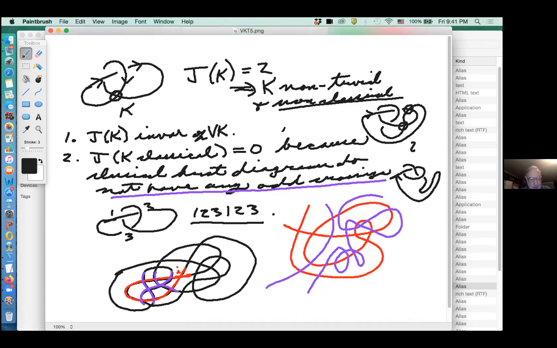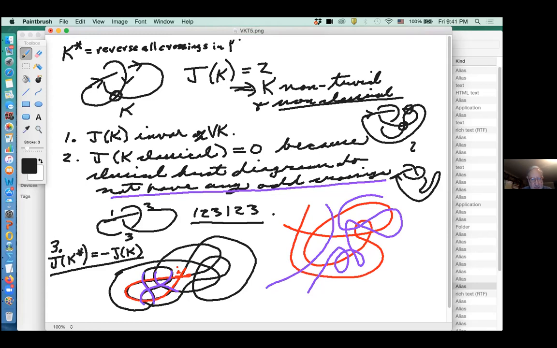And that's not the only property, but it's the only property I have room for on this slide, unless I get rid of something. Let's just put another property over here. And that property is a good one. It is that J of the mirror image of a knot is the negative of J of the knot. The mirror image reverses all crossings in K. So the mirror image of this means you switch this crossing and you switch that crossing and you obtain the mirror image.